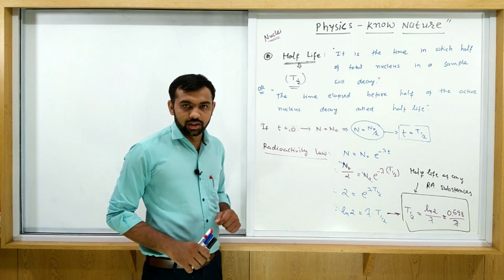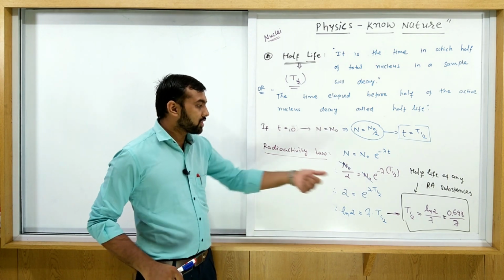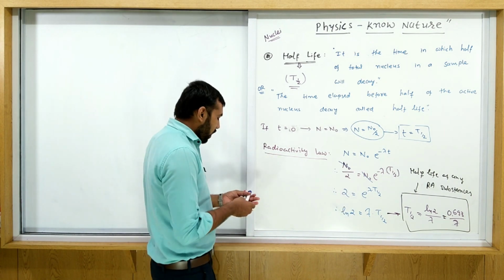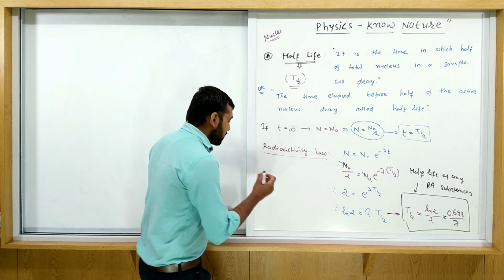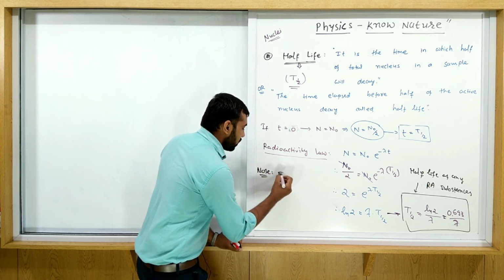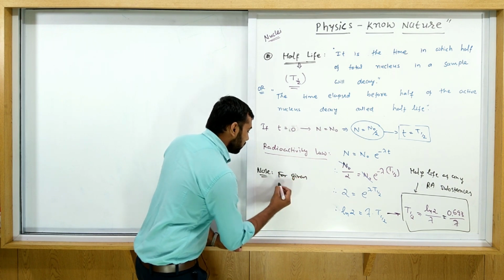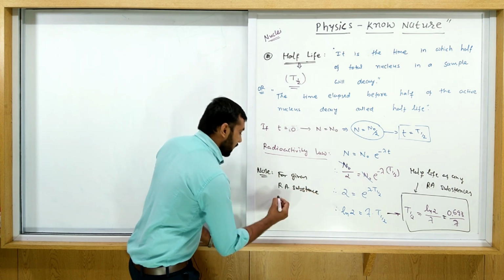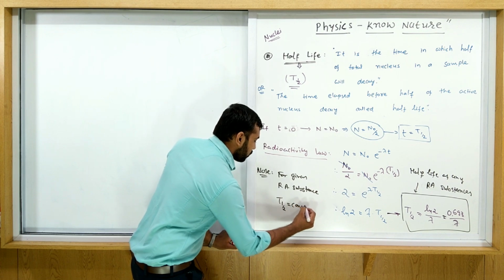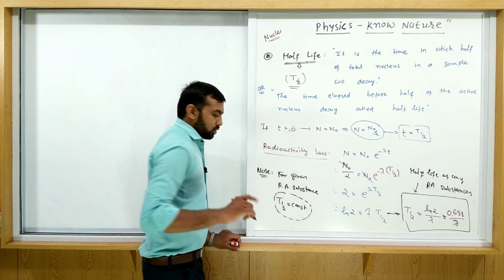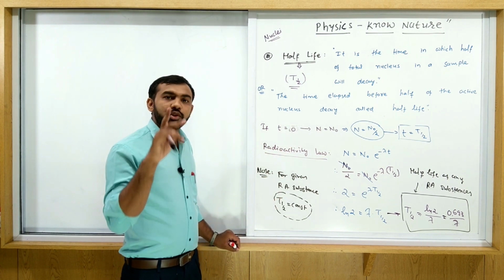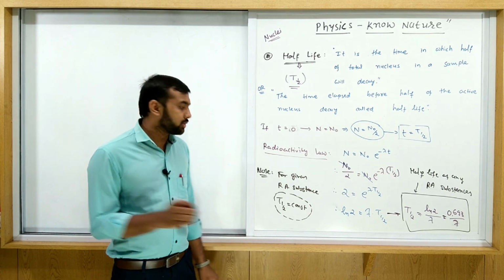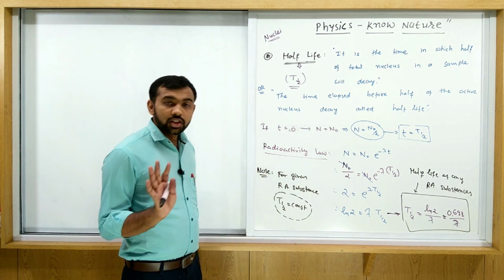Now consider the equation 0.693 upon lambda. 0.693 is a constant, and lambda is also the decay constant. So for a given substance, half life is constant; half life does not change for a given substance. That is quite an important note, and all of you must note this. For a given radioactive substance, both lambda and T1/2 are constant. If you change the substance, then T1/2 changes, otherwise not.